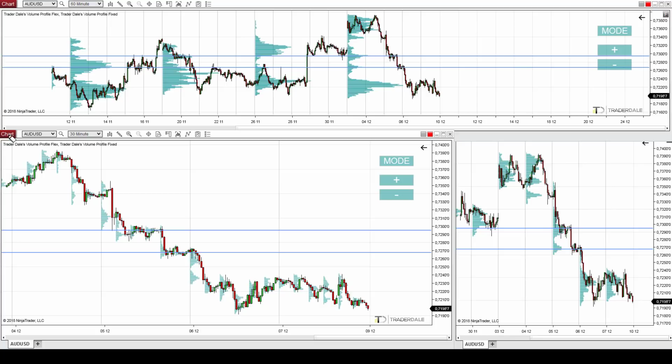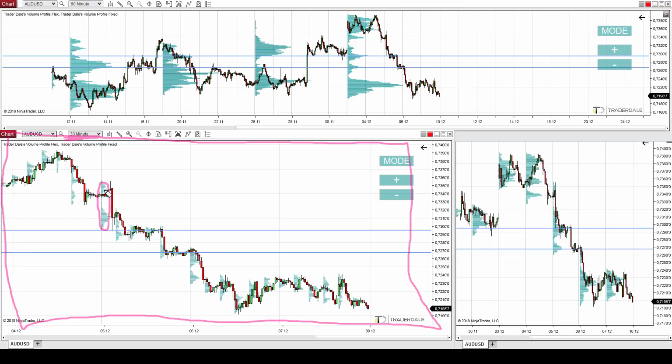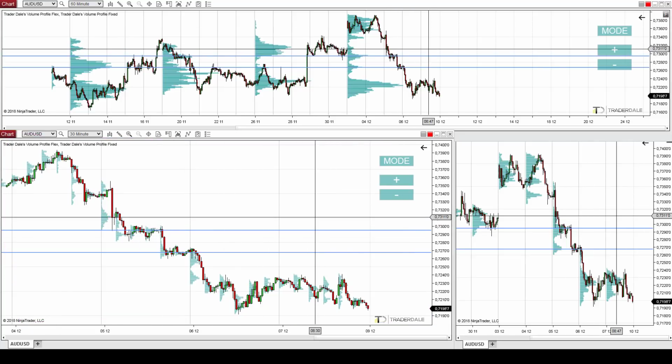The biggest chart has 4-hour profiles with a 30-minute chart. So this profile, for example, shows the profile of those 4 hours, and this profile shows the profile for those 4 hours, and so on. So let's get to it. Let's start with intraday trade ideas.